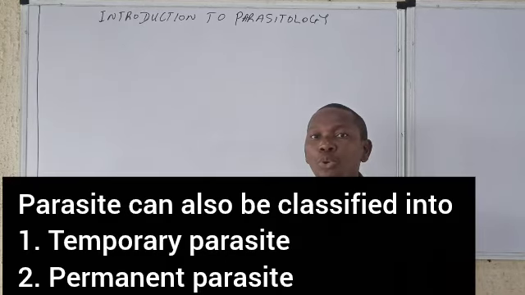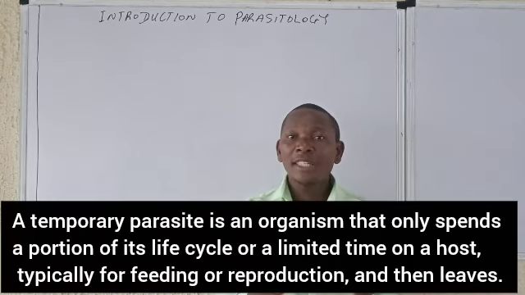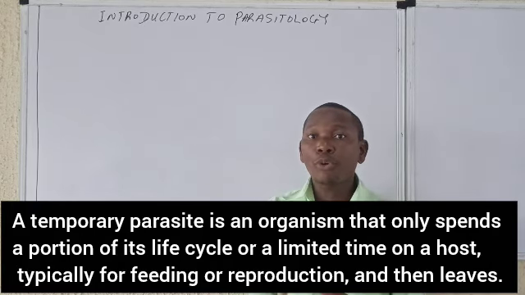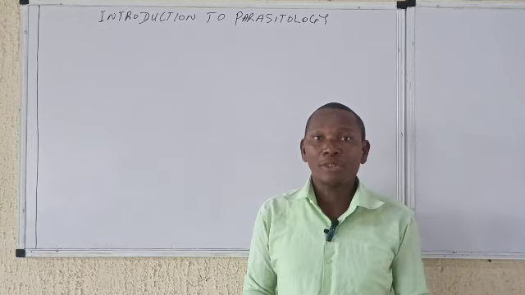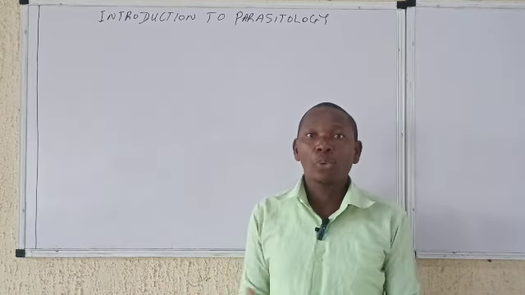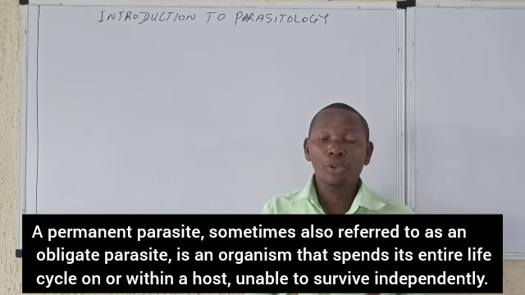Parasites can also be grouped into temporary parasites or permanent parasites. Temporary parasites can be regarded as intermittent parasites. In this case, the parasite attaches to the host for a short period. An example is the mosquito. In Africa, you see mosquito bites; they just come, take food, and leave. While we have the permanent parasite, which in some cases stays in the body of the host for a long period of time.